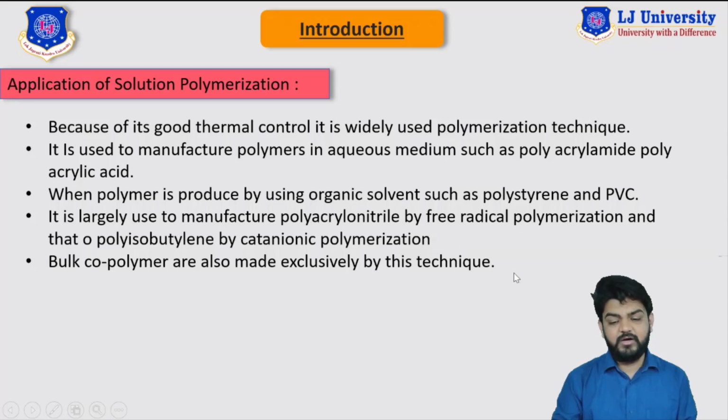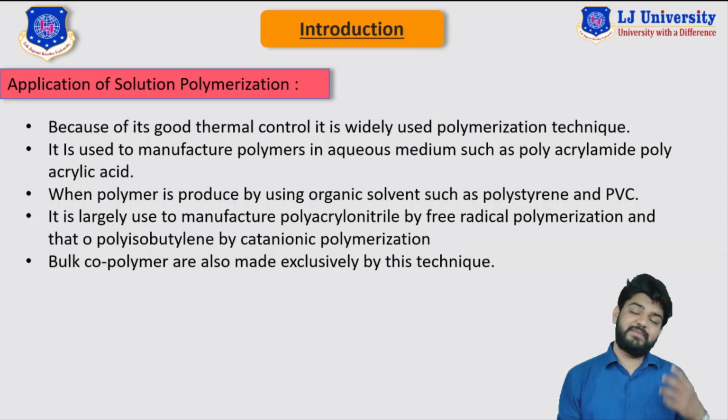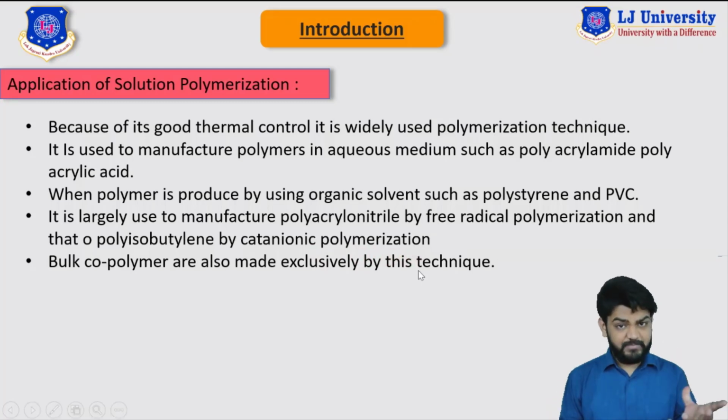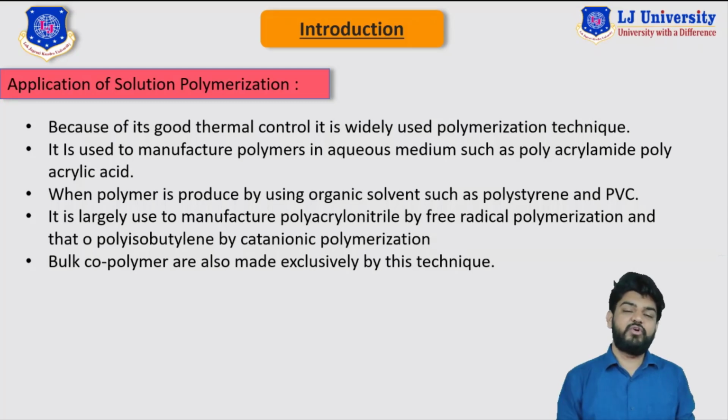These polymers are polyacrylamide and polyacrylic acid, right? Polymers can also be produced using organic solvents, such as polystyrene and PVC. So we can also produce polystyrene and PVC, which are very essential for human life, by this method. It is largely used to manufacture polyacrylonitrile by free radical polymerization and polyisobutylene by cationic polymerization. So solution polymerization is very suitable for free radical polymerization reactions and ionic reactions, right, that we have understood in a previous chapter.